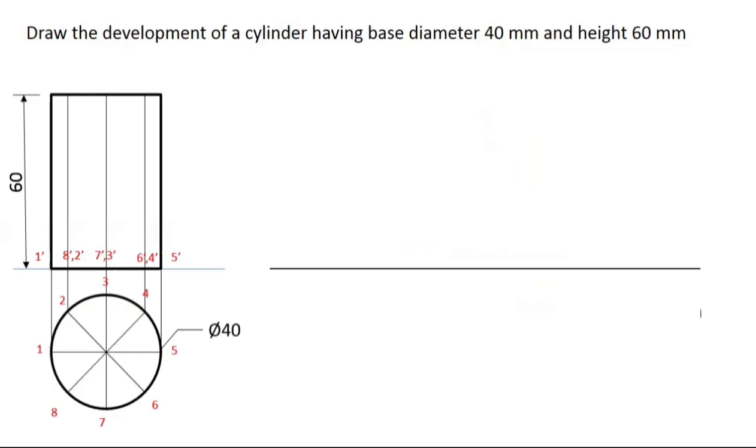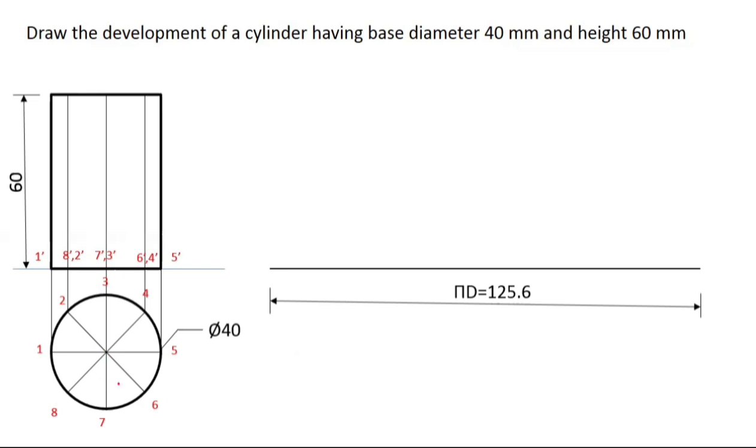Okay, so let's draw pi d. Pi d should be equal to how much? After calculating from calculator, it would be 125.6 mm. So nearly around 126 mm length you have to take. Height is same, height is 60 mm. But we will talk about this height later on.